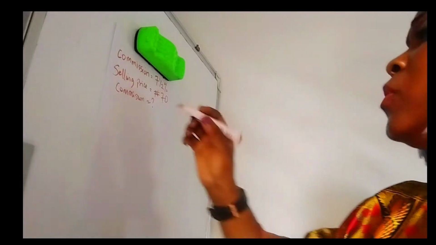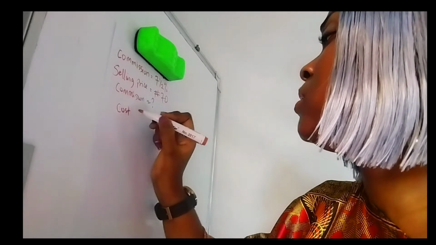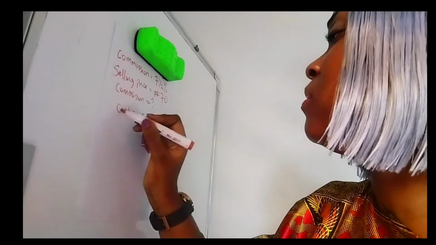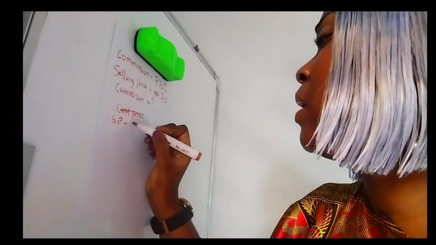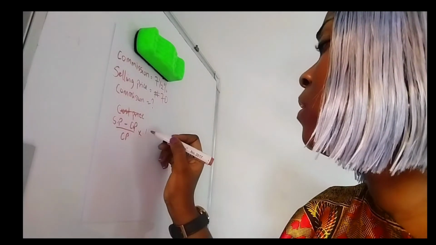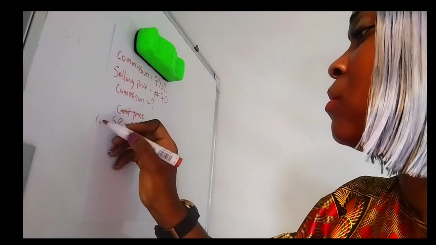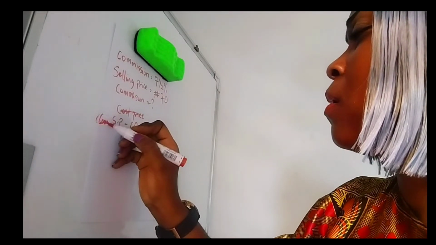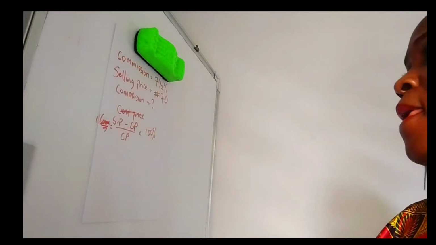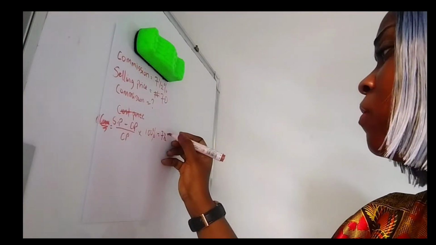So commission stands for the selling price minus the cost price, all over the cost price, times 100%. That is our commission. So that would be 7.5%.